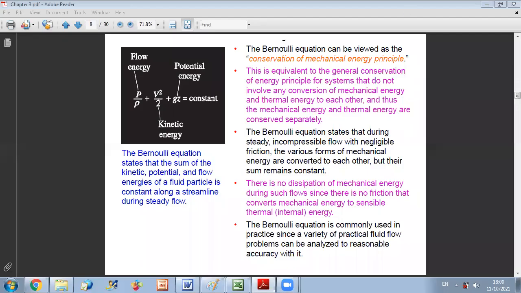Okay, so first I will do a small summary of what we did last time. We derived together the Bernoulli equation, and we have seen that it can be written in several forms.